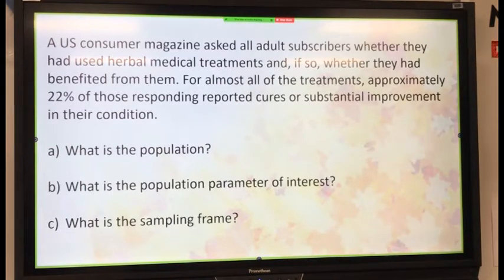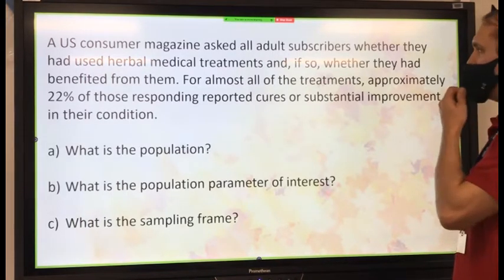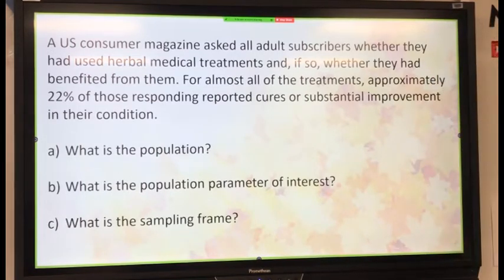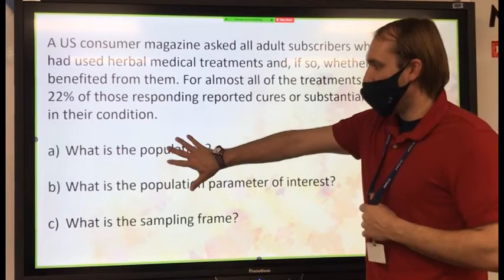Next, a U.S. consumer magazine asked all adult subscribers whether they had used herbal medication treatments, and if so, whether they had benefit from them. For almost all of the treatments, approximately 22% of those respondents reported cures or substantial improvement in their condition. So what is the population?